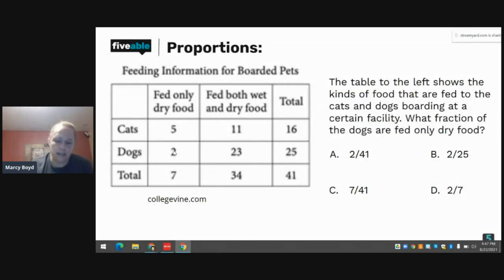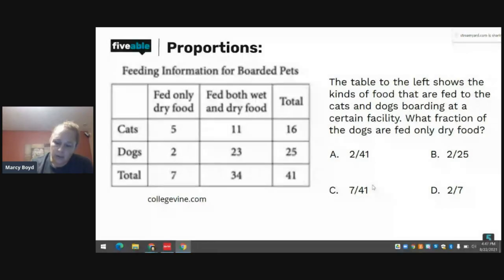Okay. All right. Not a bad thought, right? And I would definitely agree with that. So my very first thought process might be let's bail on C, because 7 out of 41 is all animals that eat only dry food over all the animals. So I can get rid of C. Okay, so if we did that, great work.